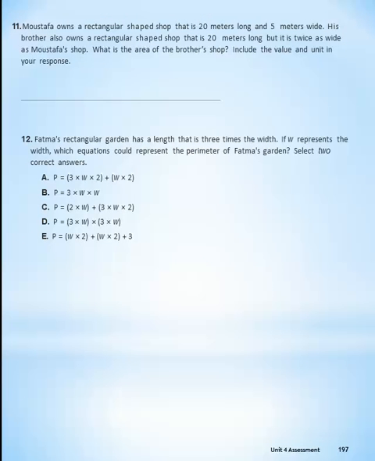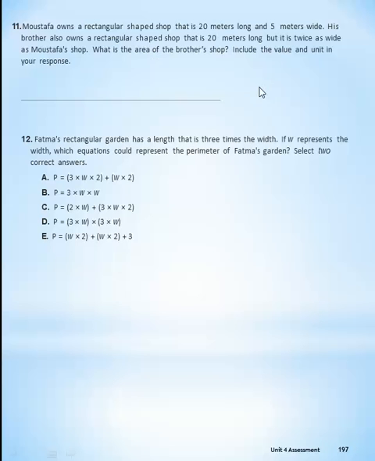Mustafa owns a rectangular shaped shop that is 20 meter long and 5 meter wide. His brother also owns a rectangular shaped shop that is 20 meter long, but its width is twice the width of Mustafa's shop. So Mustafa has a shop in the form of a rectangle. Its length is 20 and its width is 5.